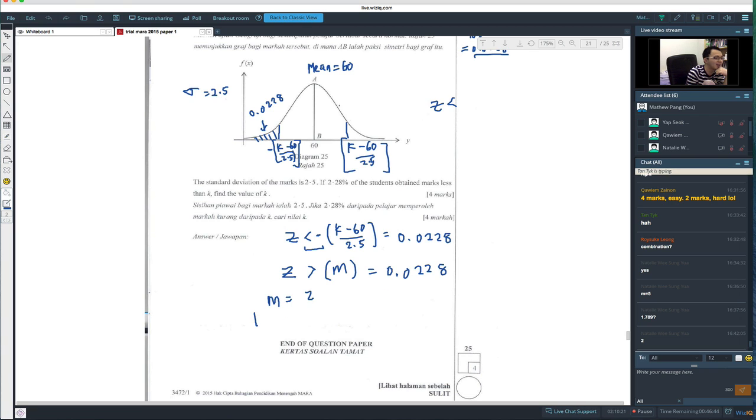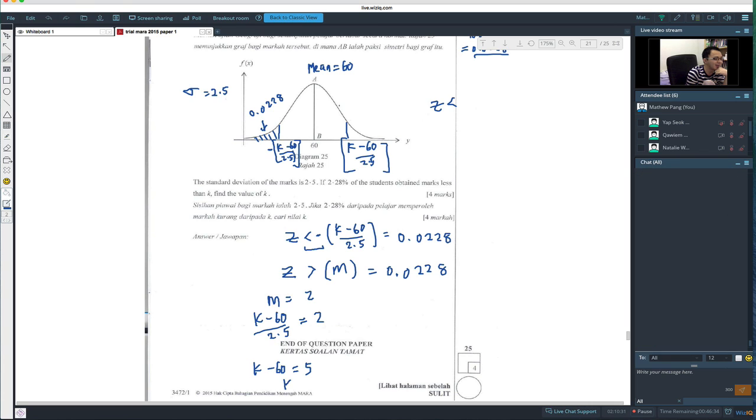What's my M? My M is K minus 60 over 2.5 equals 2. So therefore, K minus 60 equals 5. So my K equals 65. Oh, this is negative 2, sorry. Because I said 2 actually is here, but the actual value should be negative 2. So this one will be negative 5. So negative 5 plus 60 is positive 55. Yeah, so the answer will be 55.